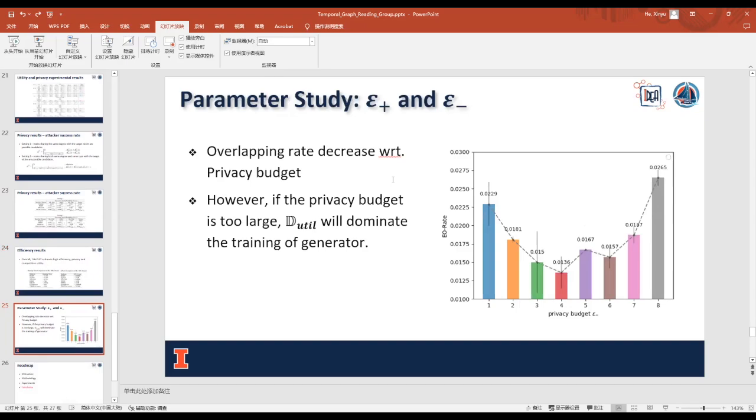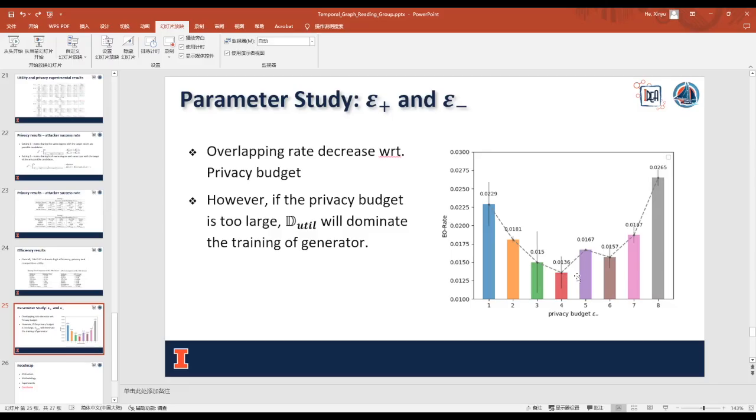And an important hyperparameter for our model is epsilon, which controls the number of edges to be added and the number of edges to be deleted. Here we did a parameter study for this parameter, with regard to the edge overlapping rate, which indicates the privacy. The trend as the privacy budget goes from 1 to 4 follows our assumption: when the privacy budget increases, the number of added edges and deleted edges will increase, so the overlapping rate will also decrease. This follows our intuition and assumption.